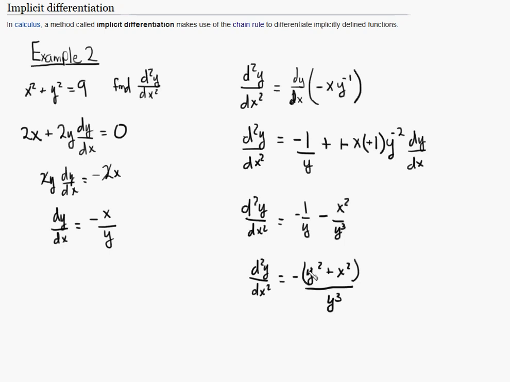But this x squared plus y squared is equal to 9, so we can simplify one more thing. d2y/dx squared is equal to negative 9 over y cubed. And we have the second derivative of our circle.